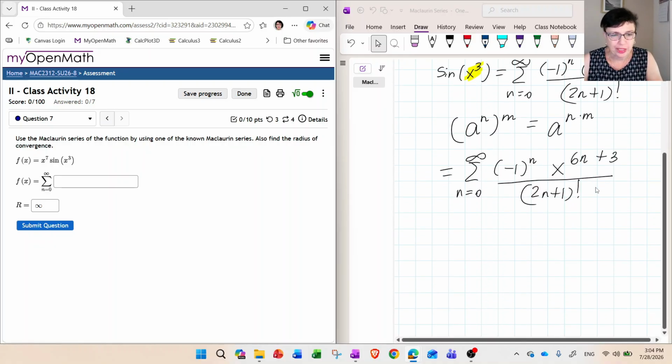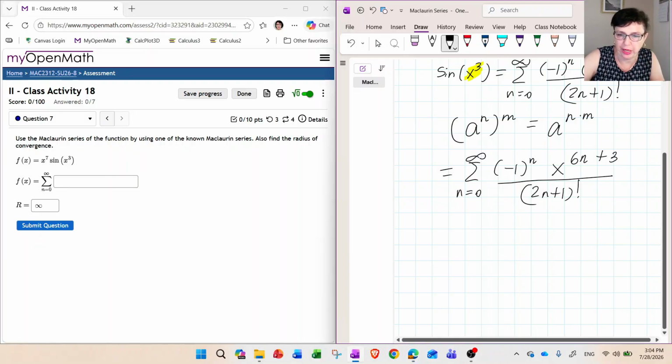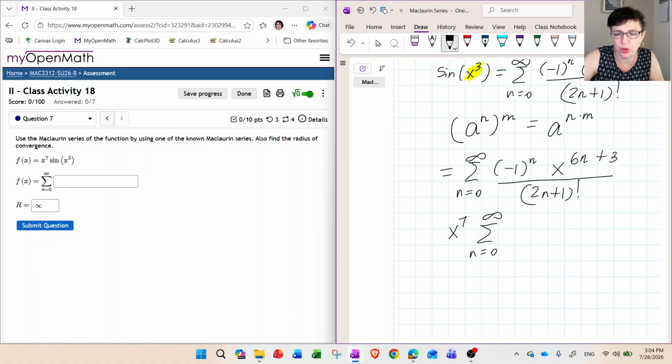Okay, that's not the final answer, though, because we also have to multiply everything by x to the power 7. Notice that we can only do these kinds of things with powers of x. So if it wasn't a power of x, you couldn't just substitute it for x, okay? You have to have a power, because this is a power series. Okay, so we are multiplying everything by x to the power 7.